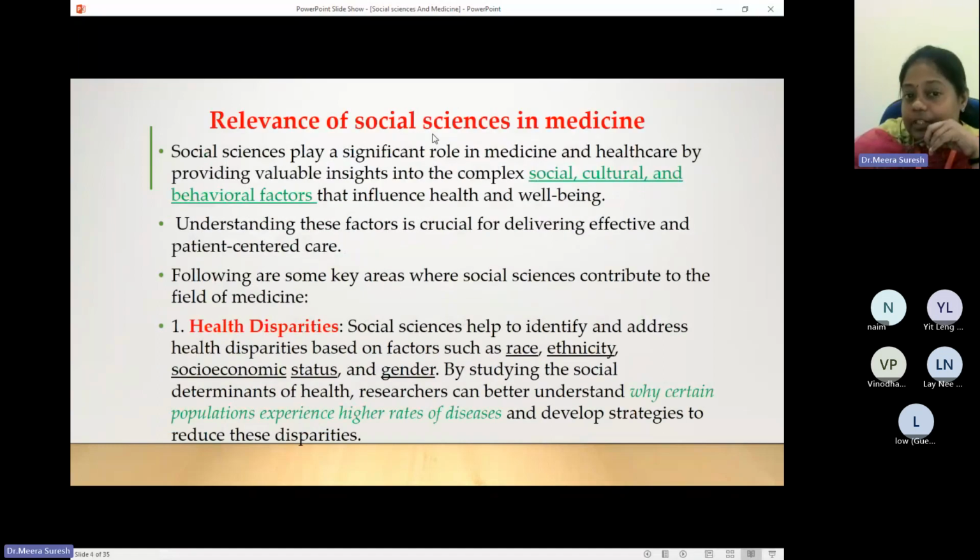Now, what is the relevance of social sciences in medicine? Even though it is asked as a long essay question, you can write from your own understanding, because we have already dealt with it. If you observe, we can see a lot of social scientists in medicine, or a lot of people who do public health. They come from a social background.